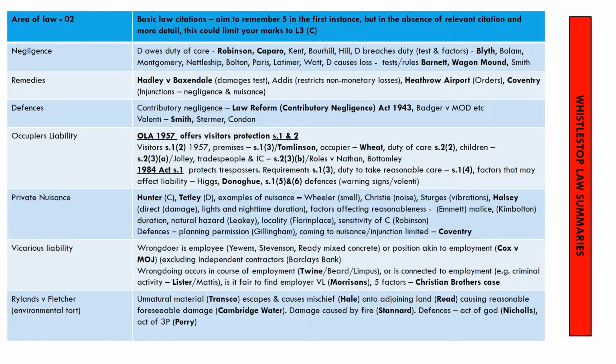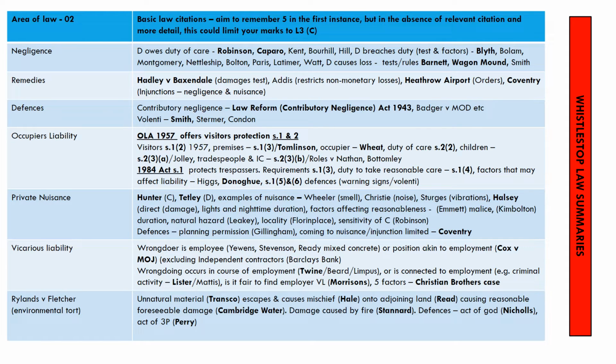Secondly, is it fair and just to find the employer vicariously liable? And that comes from Morrison supermarket case. And then there are also some factors to consider from another more recent case called Christian Brothers. Okay, so if there are any of those key cases that you're not familiar with, please do make sure you look them up. And then finally, the Rylands and Fletcher environmental tort, commonly known as a bit of a strict liability tort as well.